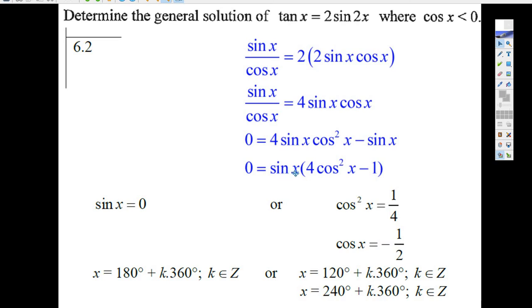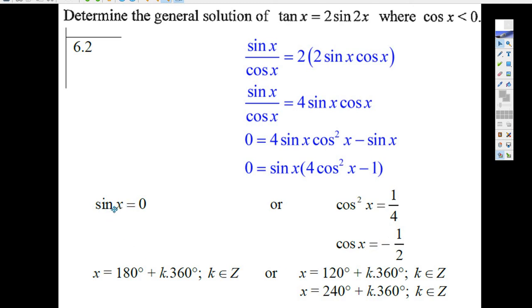We're looking for values of x that will make sine x equal 0. And the other bracket, that'll make 4 cos squared x minus 1 equals 0. Well, we do that: 4 cos squared x minus 1 equals 0. We add 1, divide by 4. If you square root both sides, you get two solutions, plus and minus. But we're supposed to just look at the cosine that's less than zero. Just take the negative one.